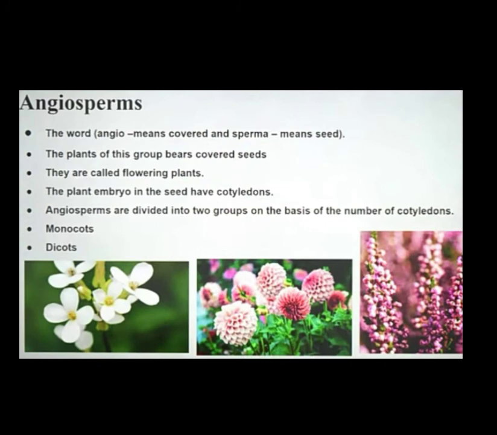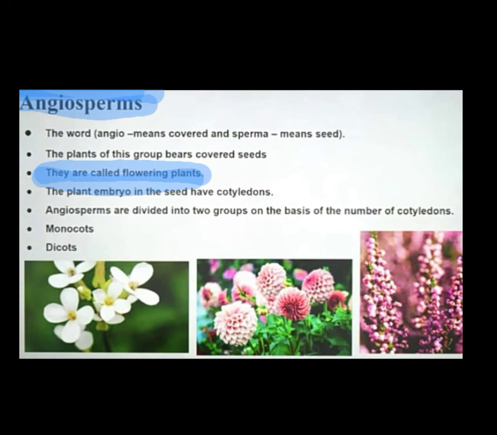And now let's see the last but not the least, angiosperms. The word angio means covered and sperma means seeds. So the plants of this group bear covered seeds, which are inside fruit. So they are called flowering plants. This is a very important point. Angiosperms are called the flowering plants.